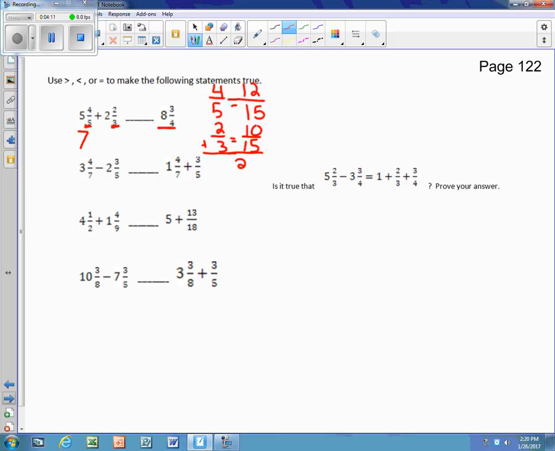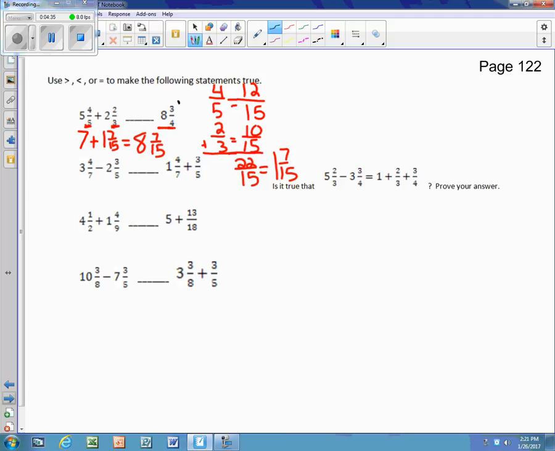And we end up with 22/15. And when we do that, we end up with 1 7/15. So if I add that to this, 7 plus 1 7/15, I end up with 8 7/15. But now I need to compare 8 7/15 to 8 3/4.